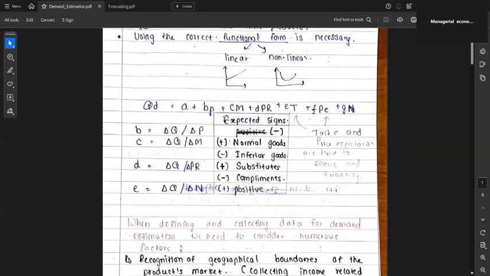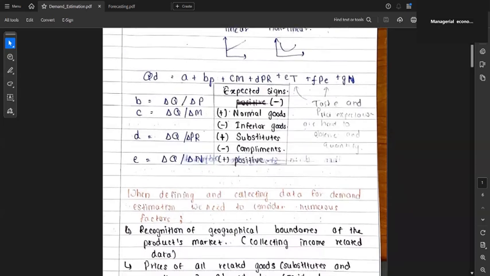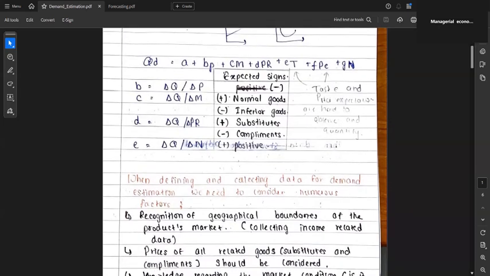So the correct functional form is necessary in order to obtain a proper regression line for demand.